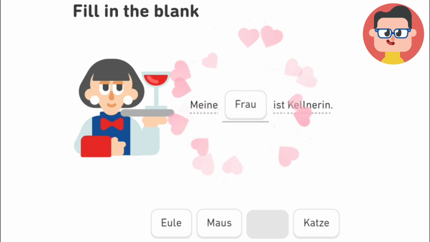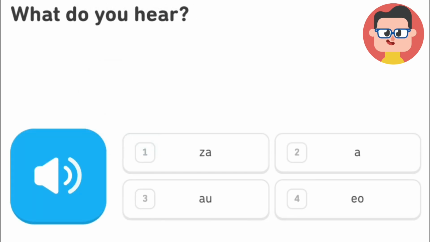Awesome. Wow. It's a new topic. You can do it. Sehr gut. Au. Au. Choose what you hear. Now, au. This is a pronunciation exercise. Number 1. Za. Number 2. A. Number 3. Au. Yeah, number 3. Let's check.